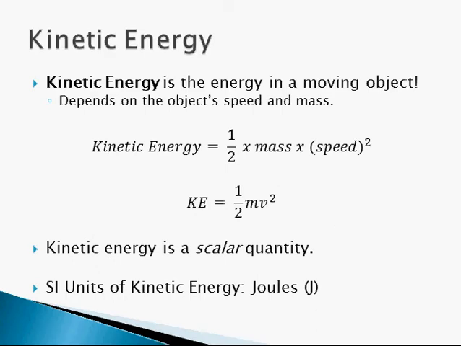If you have an object that is moving, it has kinetic energy. It doesn't matter if it's a large object, a small object. If there's motion, there's kinetic energy. And it depends on the speed, first of all. For it to be moving, it has to have a speed to it. And it also depends on the mass. And the way they're related, as you can see in the equation there in the center, is the kinetic energy is 1/2 times the mass times the speed squared, or we can call it KE equals 1/2 mv squared.